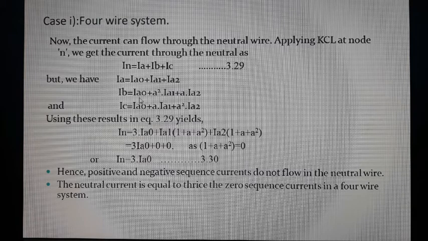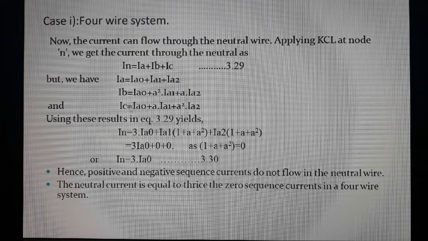And as IA0 is equal to IB0 is equal to IC0, we can replace IB0 by IA0, and IC0 also by IA0. IB1 can be replaced by A square IA1, and IB2 can be replaced by A IA2. Similarly, IC1 and IC2 can be replaced by A IA1 and A square IA2.